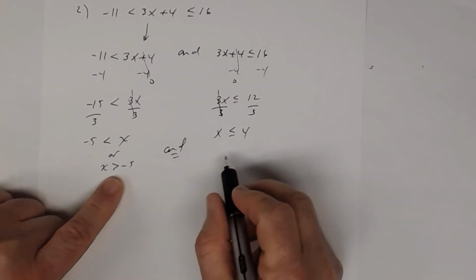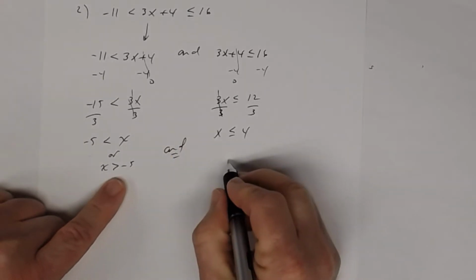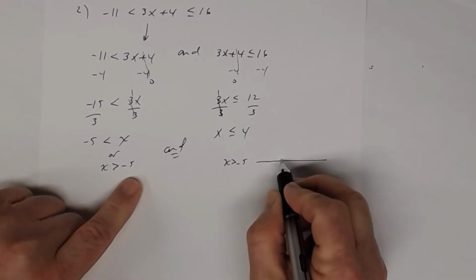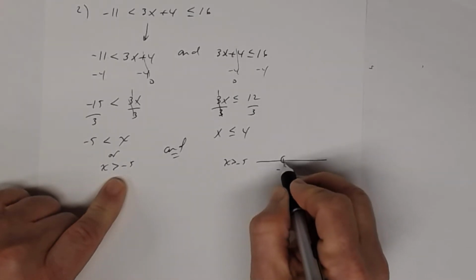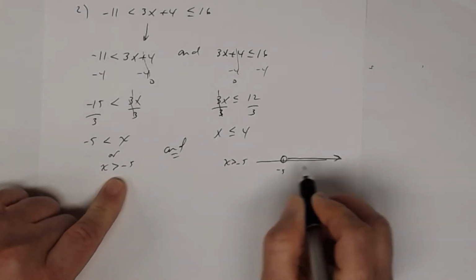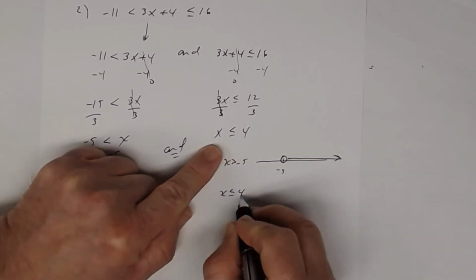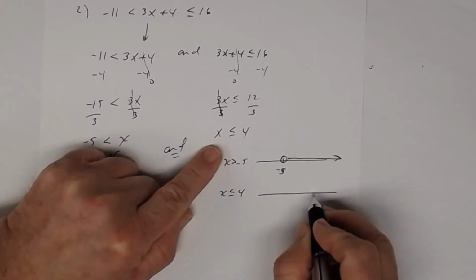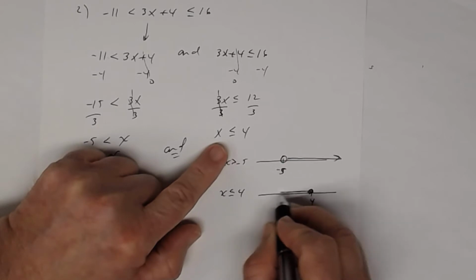I'm going to graph each one individually, and then we'll talk about the word and. All right, so x is greater than negative 5. This is the graph. So let's say this is negative 5. There's no equal sign, so we're going to put an open circle going to the right, as it says greater than. X is less than or equal to 4. Let's look at that one. So make sure you put 4 on the correct side. So if this is negative 5, then 4 has to be on the right-hand side, right? And then a closed circle because of the equal sign, and then less than going to the left.